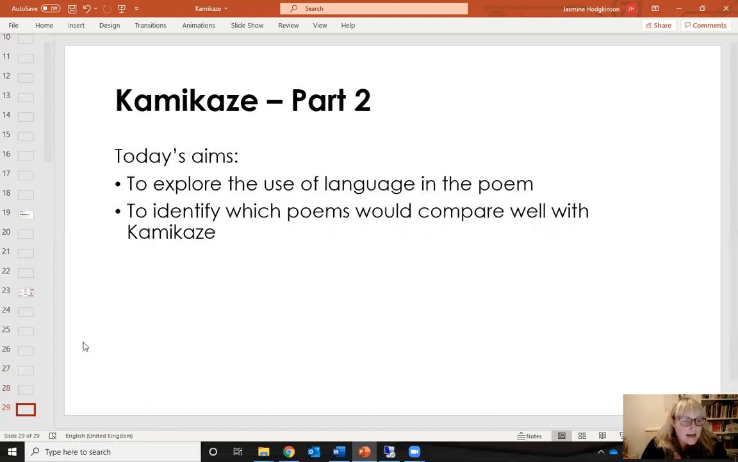But otherwise, that is all for today. Remember, today's aims were to explore the use of language in the poem and to identify which poems would compare well with Kamikaze. I feel we've done both of those. All right. Tomorrow we will move on to look at the next poem, Poppies.